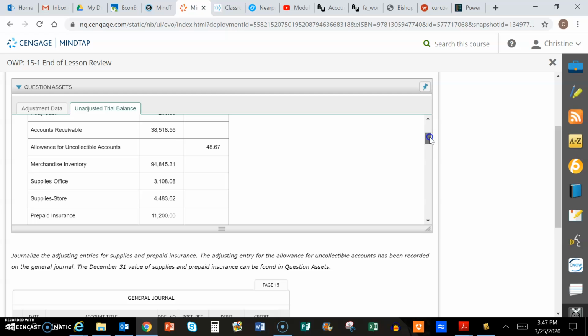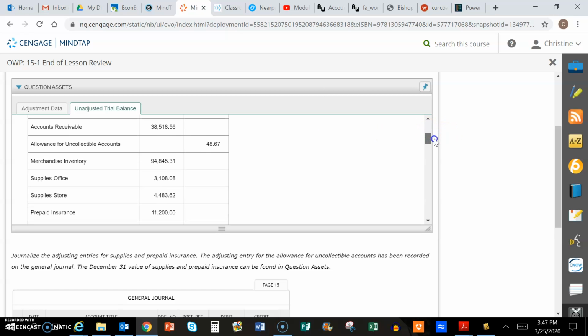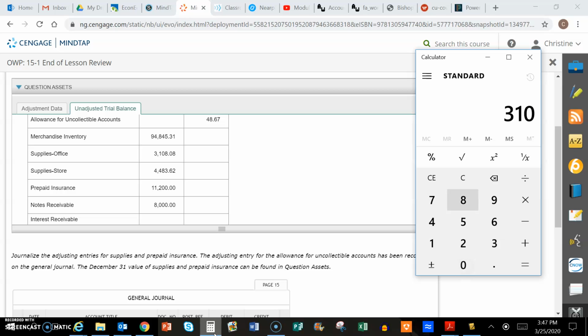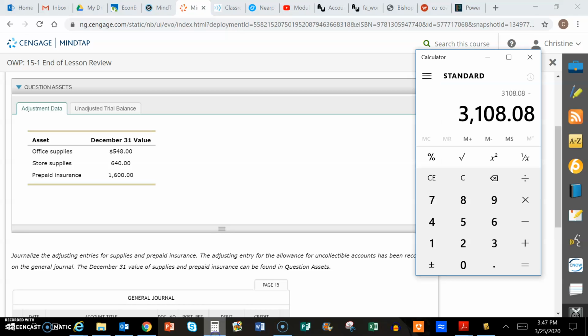Let's go to adjustment data, office supplies. Right here, 3108.08, minus what they're saying we have left, 548. So our adjustment there is going to be 2560.08. I'm going to write this down so I don't lose that number. I'm going to do all my math and then I'll go back in.